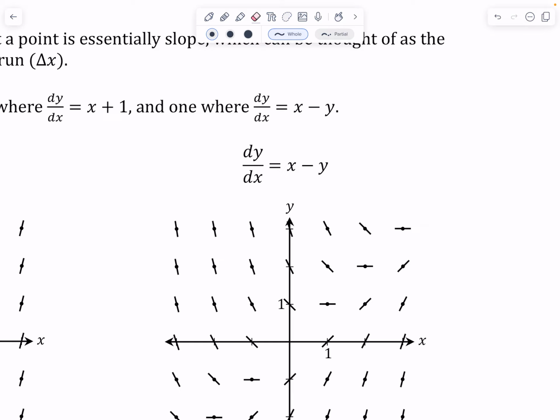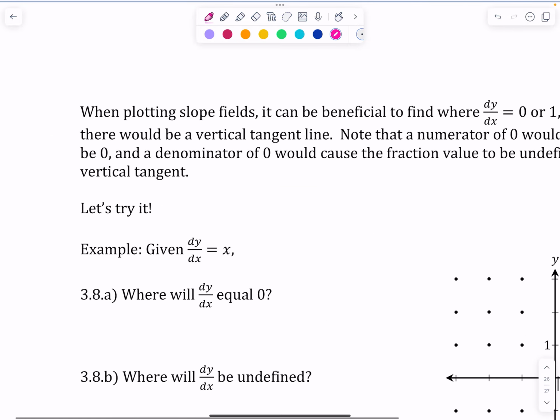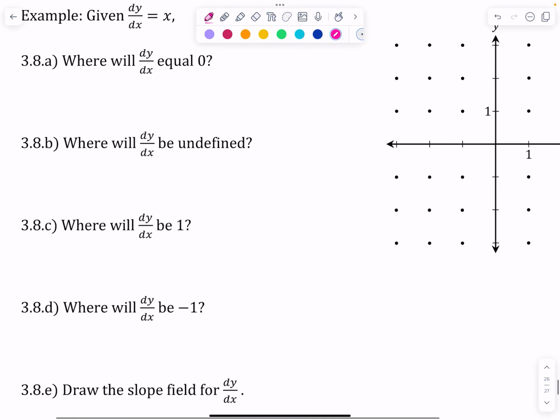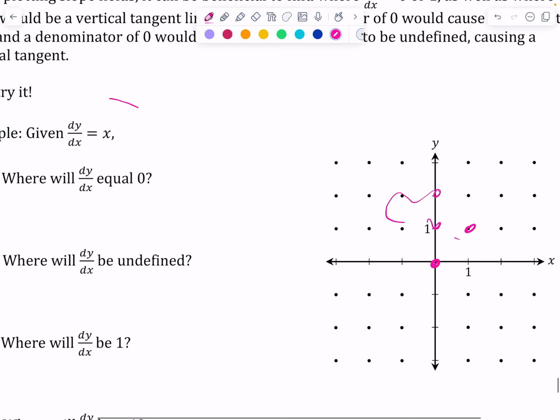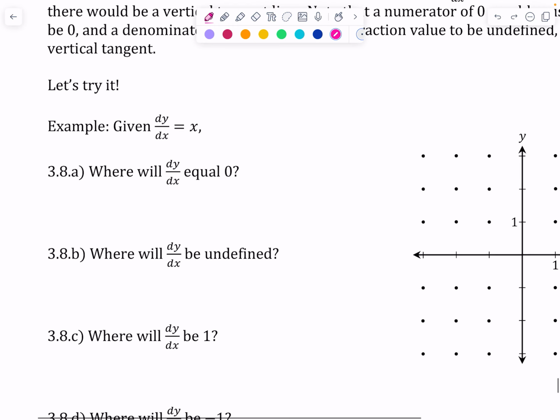So we've got 2 whole example samples. I might do this one in pink. This is one of them. And again, you can just take every single coordinate point and plug it into this slope equation. But it might also be helpful to start by asking questions, like where will dy/dx equal 0? We'll figure that out by replacing dy/dx with 0.